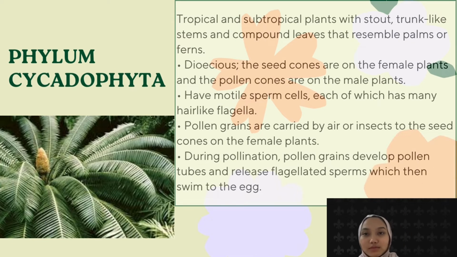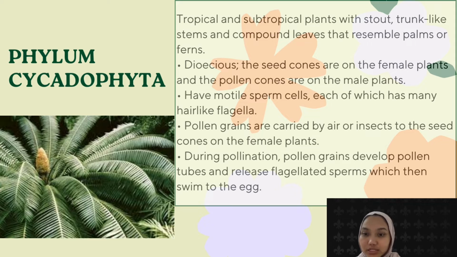Okay, now I'll present to you guys about phylum Cycadophyta. Phylum Cycadophyta is a tropical and subtropical plant with stout, trunk-like stems and compound leaves that resemble ferns. Phylum Cycadophyta is also dioecious, which means the seed cones are on the female plant while the pollen cones are on the male plants. It has motile sperm cells, each with many hair-like flagella, and pollen grains are carried by air or insects to the seed cone on the female plants.